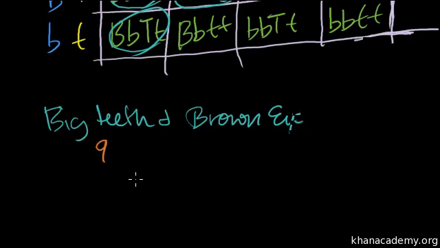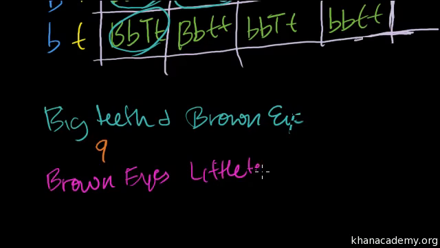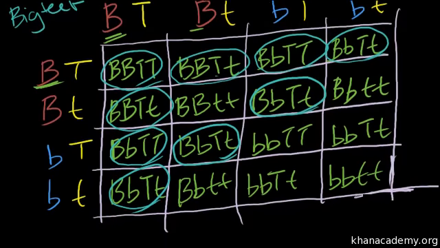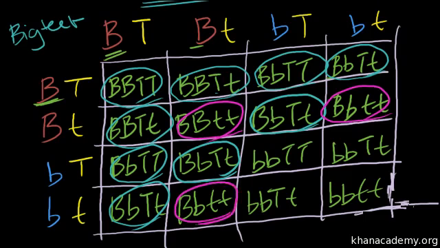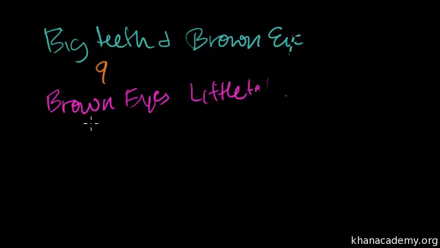Now, how many do we have of big teeth? So let me write a different color. Let me write brown eyes and little teeth. Something in my pen tablet doesn't work quite right over there. So brown eyes and little teeth. So let's see, this is brown eyes and little teeth right there, this is brown eyes and little teeth right there, this is brown eyes and little teeth right there. So there's 3 combinations of brown eyes and little teeth.